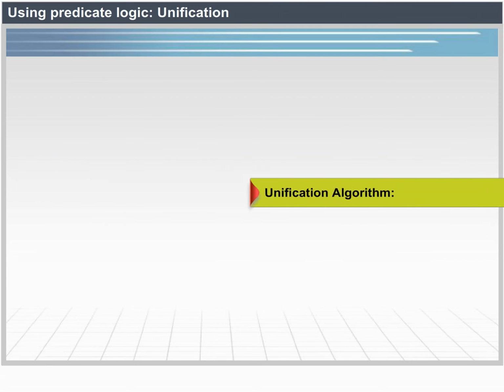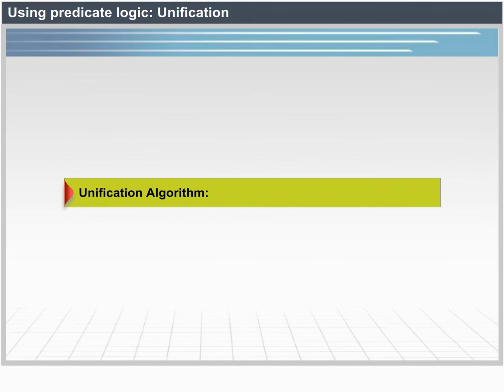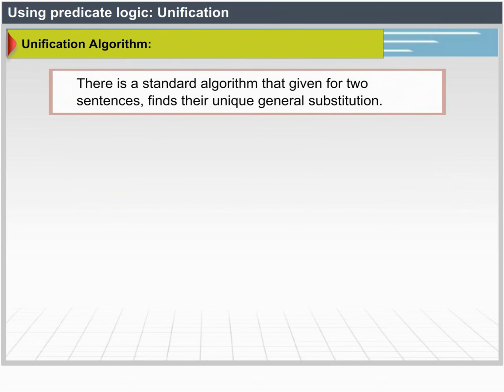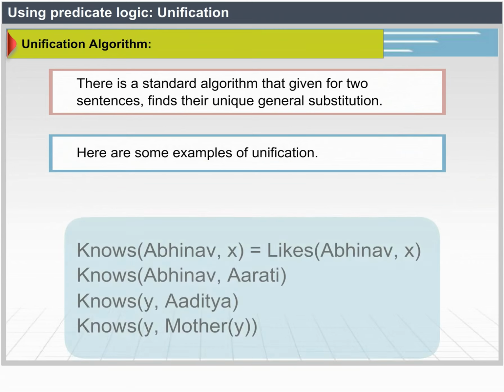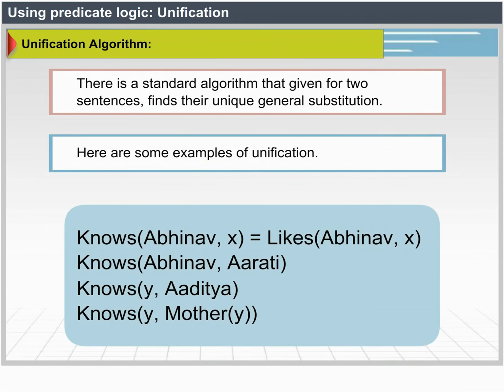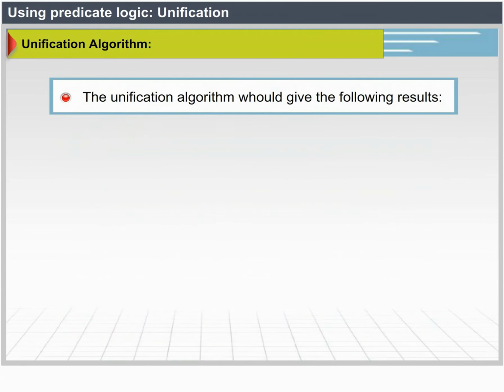Unification algorithm. There is a standard algorithm that, given two sentences, finds their unique most general substitution. There are some examples of unification. Knows(Abhinav, x) and Likes(Abhinav, x). Knows(Abhinav, Arti). Knows(y, Aditya). Knows(y, mother(y)). The unification algorithm would give the following results.